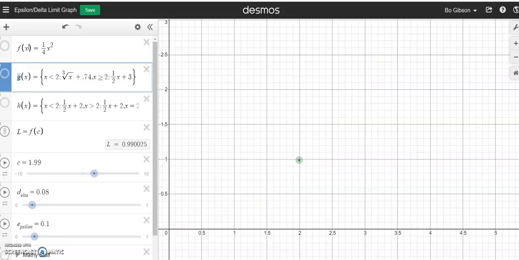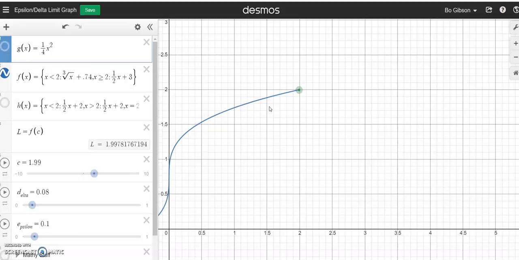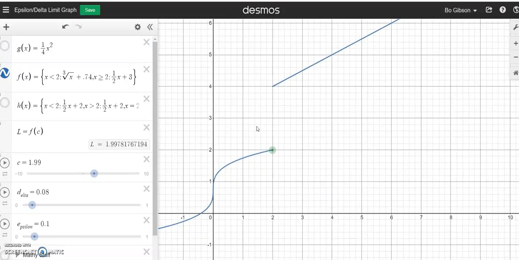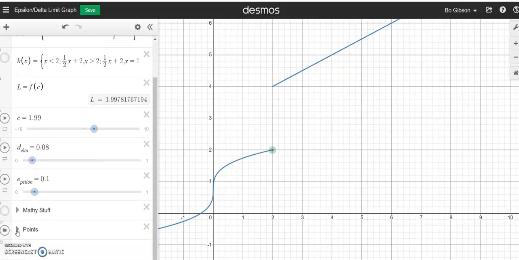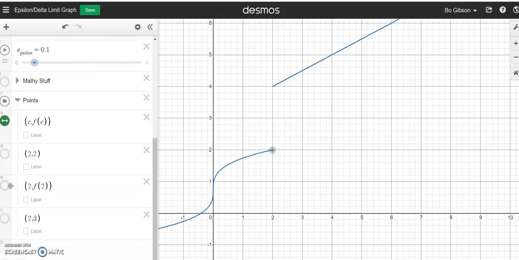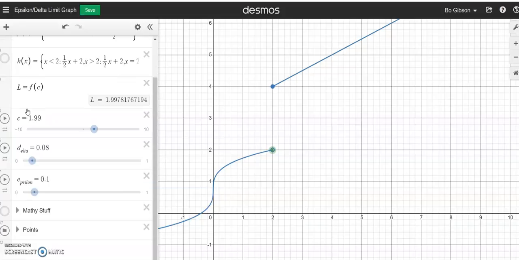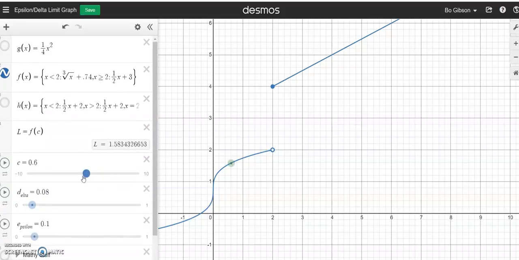Because of the way I've done my Desmos graph, I've got to change some labels around real quick. So now we're going to call this guy f. Let's zoom out. Okay, I think I have to turn my points on. That one and that one. There we go. Okay, so now we're ready to look at this.